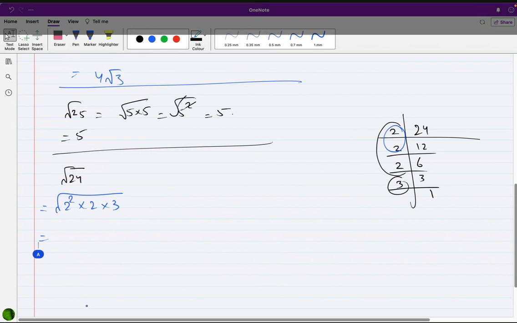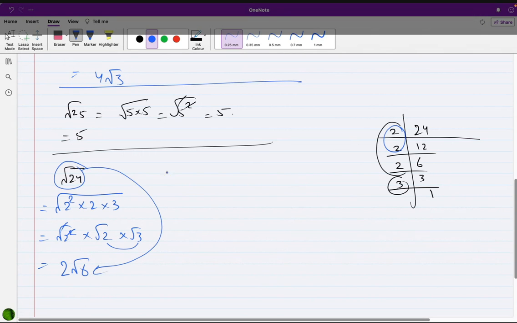Whenever we multiply, I can split them up: 2 squared times 2 times 3. This is a whole square, which gets rid of the square root, and I'm left with 2 outside, and 2 times 3 is square root 6. So I can write square root 24 as 2 square root 6.